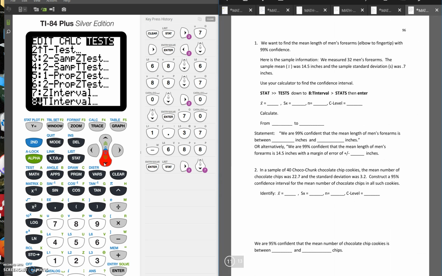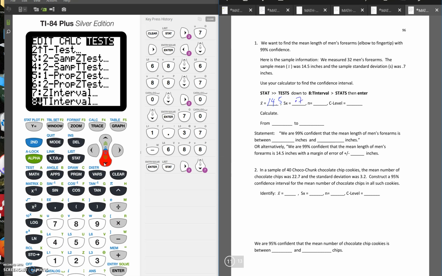Number 1 says we want to find the mean length of men's forearms, so from elbow to fingertip, with a 99% confidence level. Here's the sample information. It says we measured 32 men's forearms. The sample mean x bar was 14.5, so we're going to put that here. And the sample standard deviation s was 0.7.